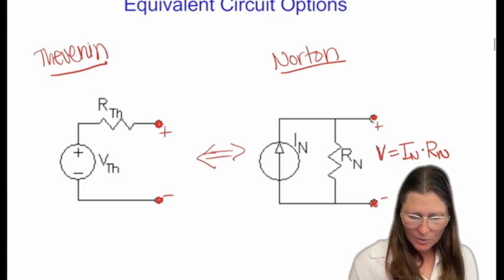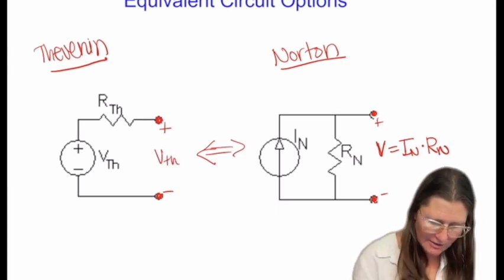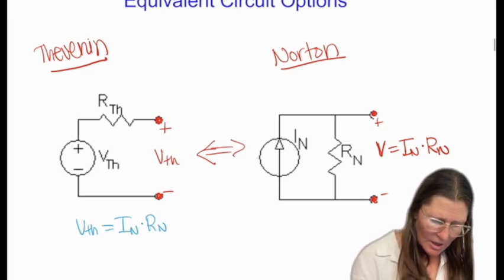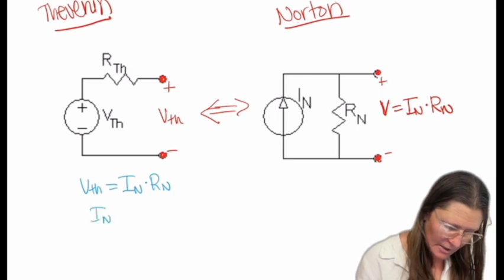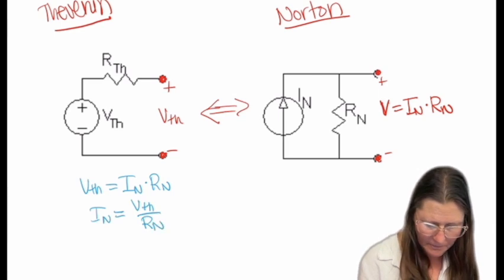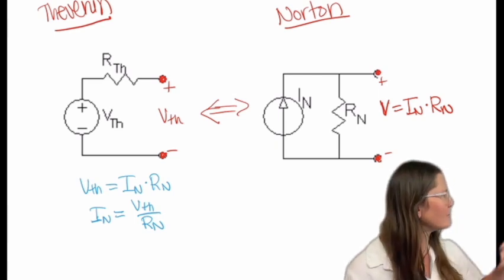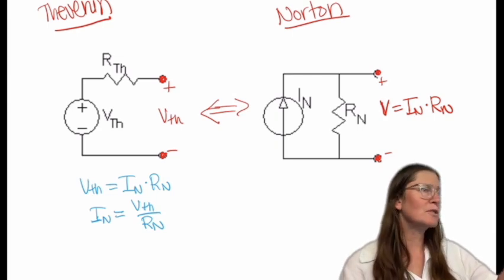So to make these equal, VTH has to equal IN times RN. And IN then would have to be VTH over RN. Or if you're transforming the other way, just VTH is IN times RN. So if you find one, you can transform to the other form.